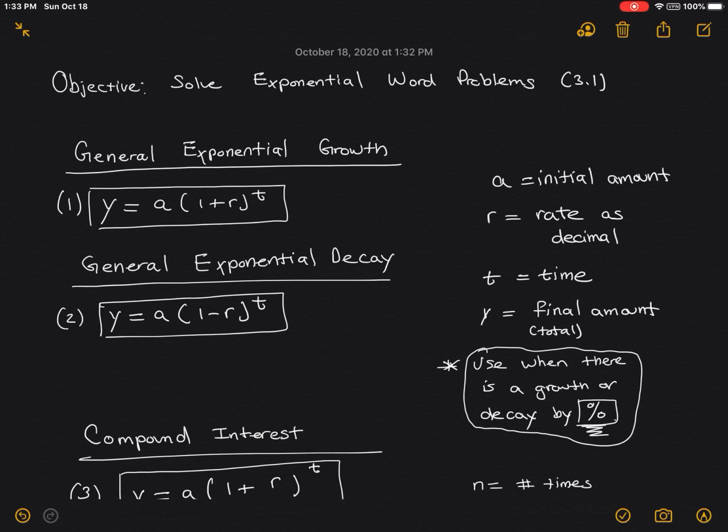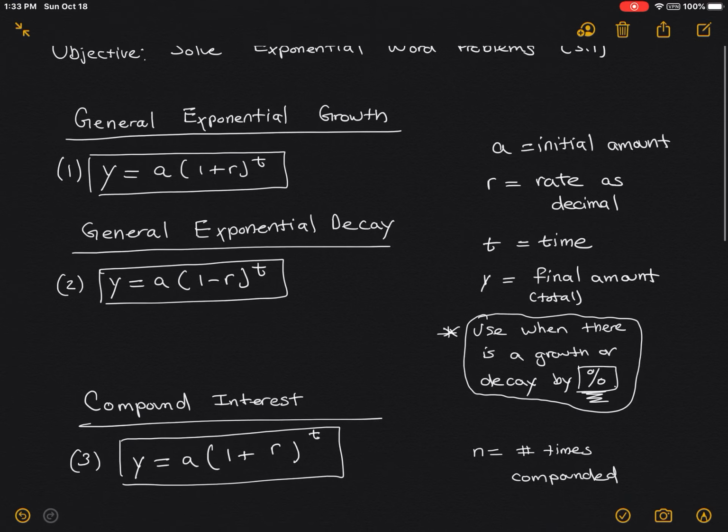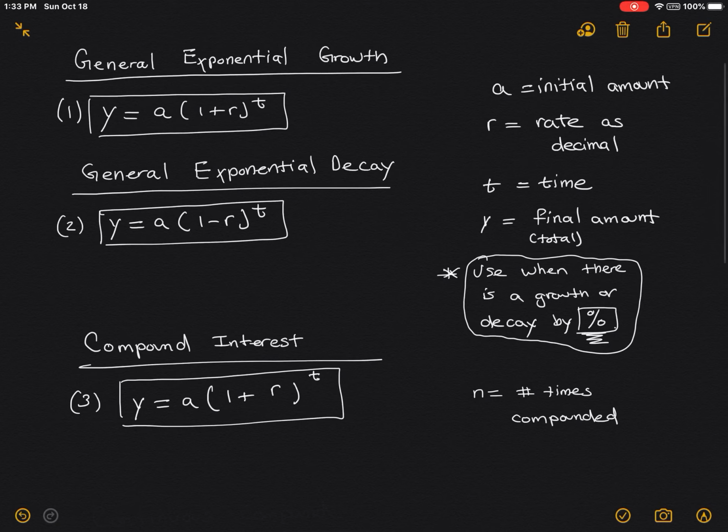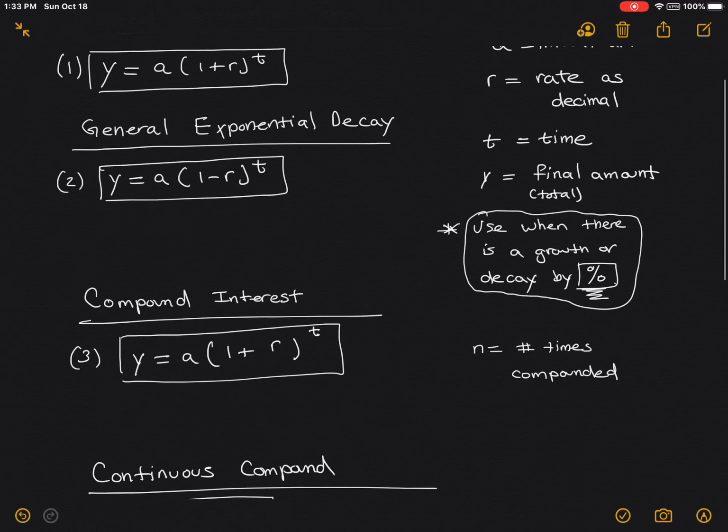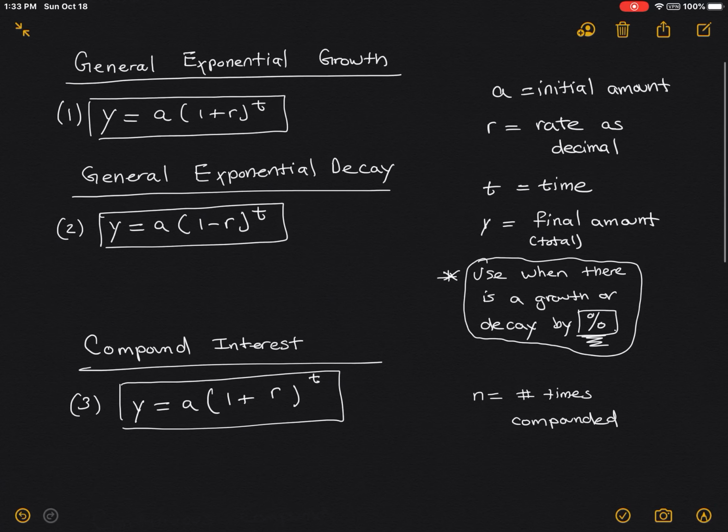So A is typically the initial amount, R is the rate as a decimal, T is time, typically in years, but sometimes it could be months, and then Y is the total amount. So for exponential growth and decay, if it says increasing by a percentage or decreasing by a percentage, you would use equation 1 or 2. Now, what about the compound interest formula? This one right here, I just wrote y equals a times 1 plus r to the t. That looks almost identical to equation number 1.